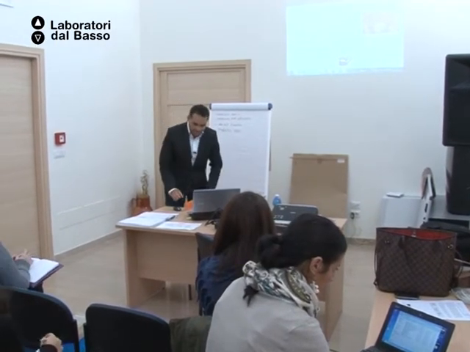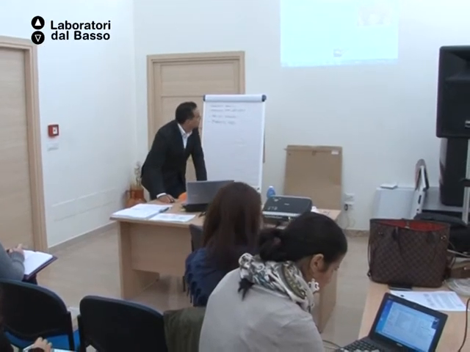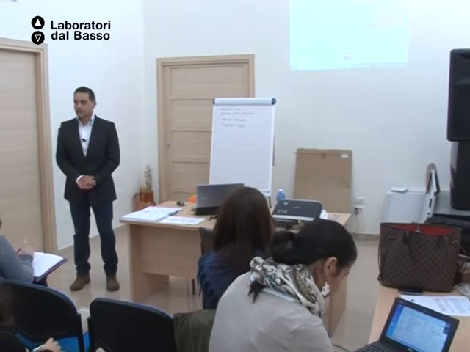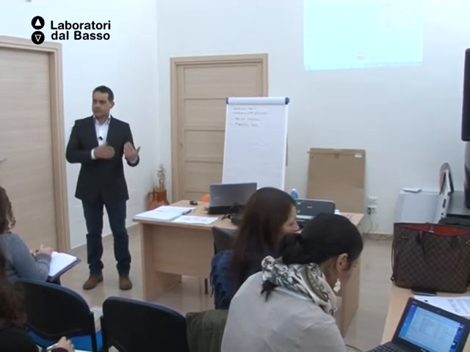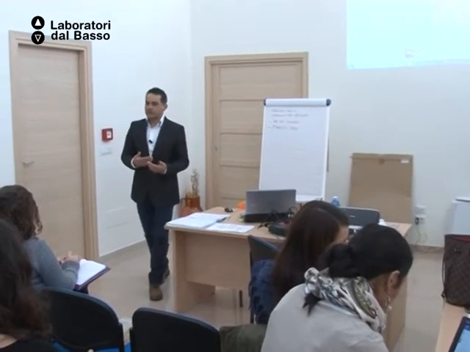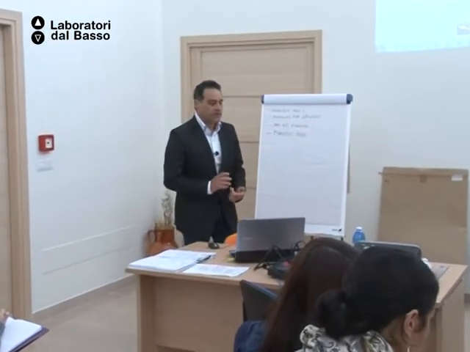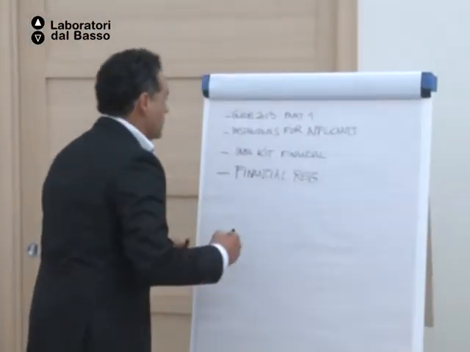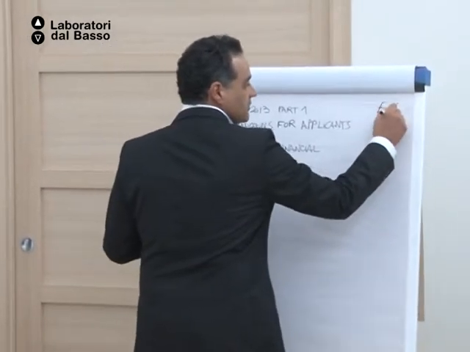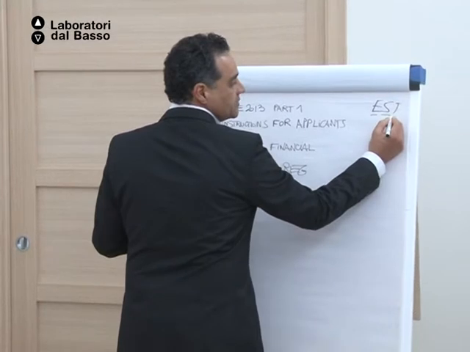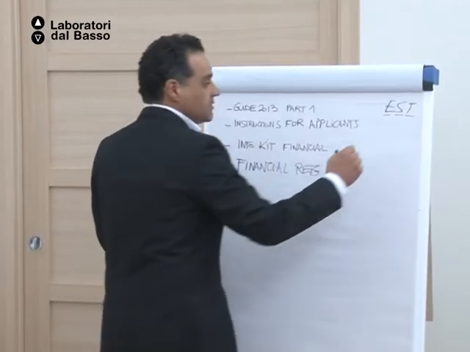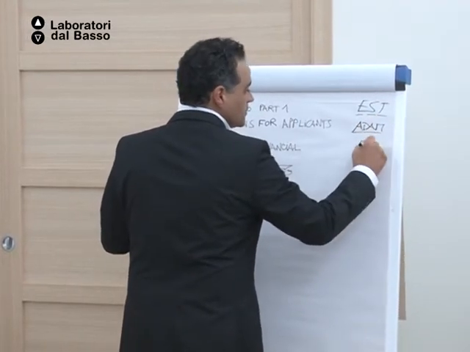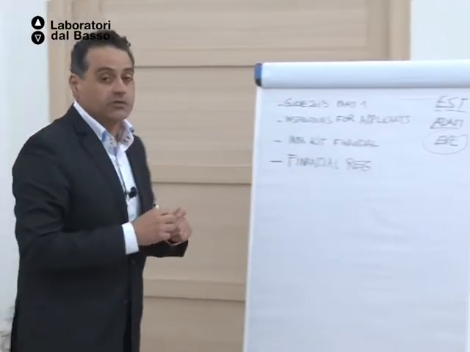Primo. You remember we talked about the databases where you can go and seek previous projects to understand a bit how it works. I mentioned the EST, European Shared Treasure database. Adam is for Leonardo da Vinci. And here, for us, on a Grundtvig multilateral project, we can use EVE.